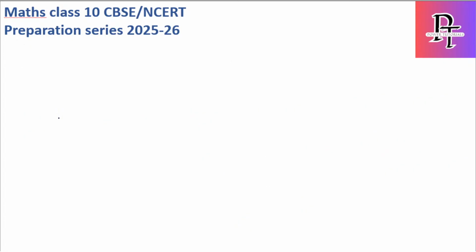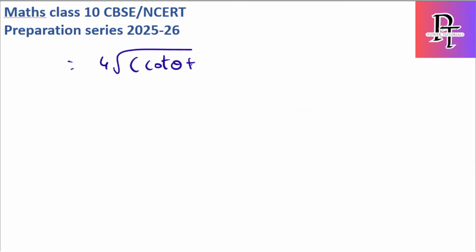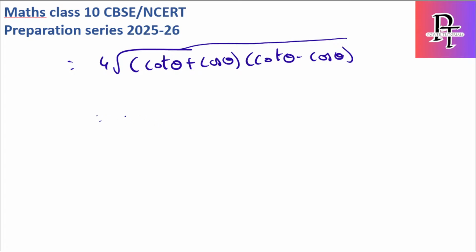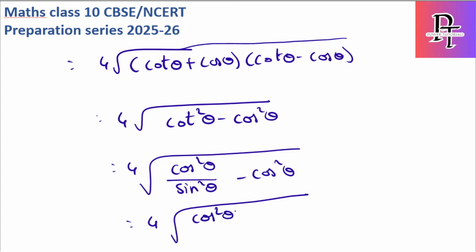Now let's solve RHS, which is 4 root PQ. PQ is nothing but cot theta plus cos theta into cot theta minus cos theta, which is a plus b into a minus b, so which is a square minus b square. So this becomes root of cot square theta minus cos square theta. So if I expand, what is cot square theta? Cot square theta is cos square theta by sin square theta, minus cos square theta. If I take cos square theta common, I will get 1 by sin square theta minus 1.